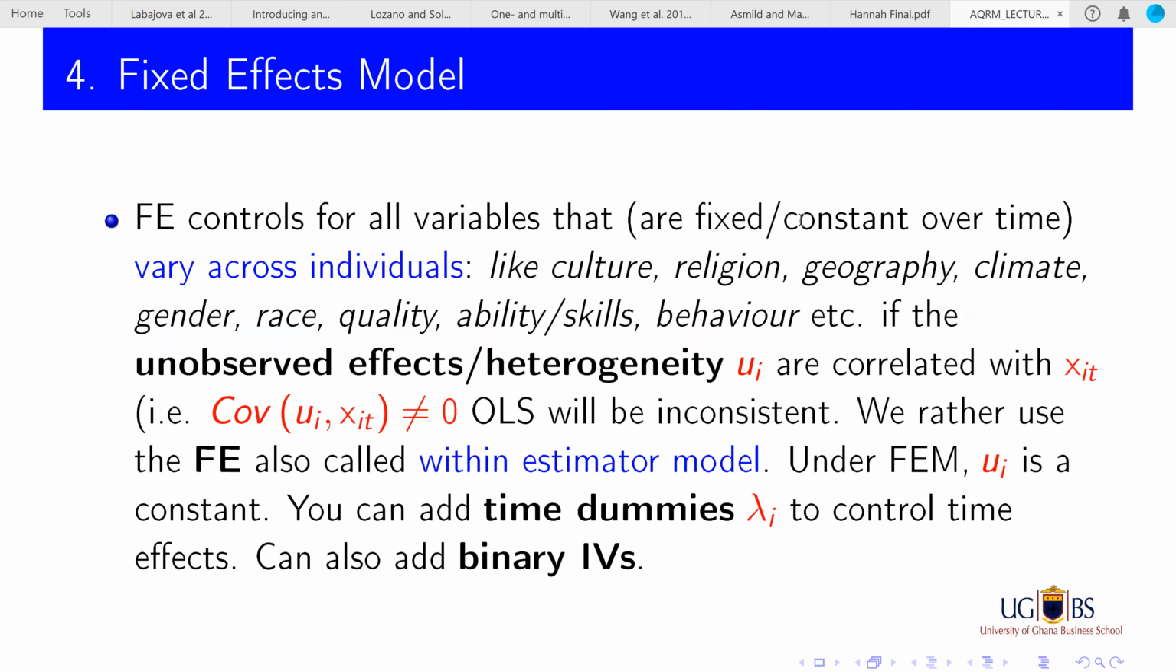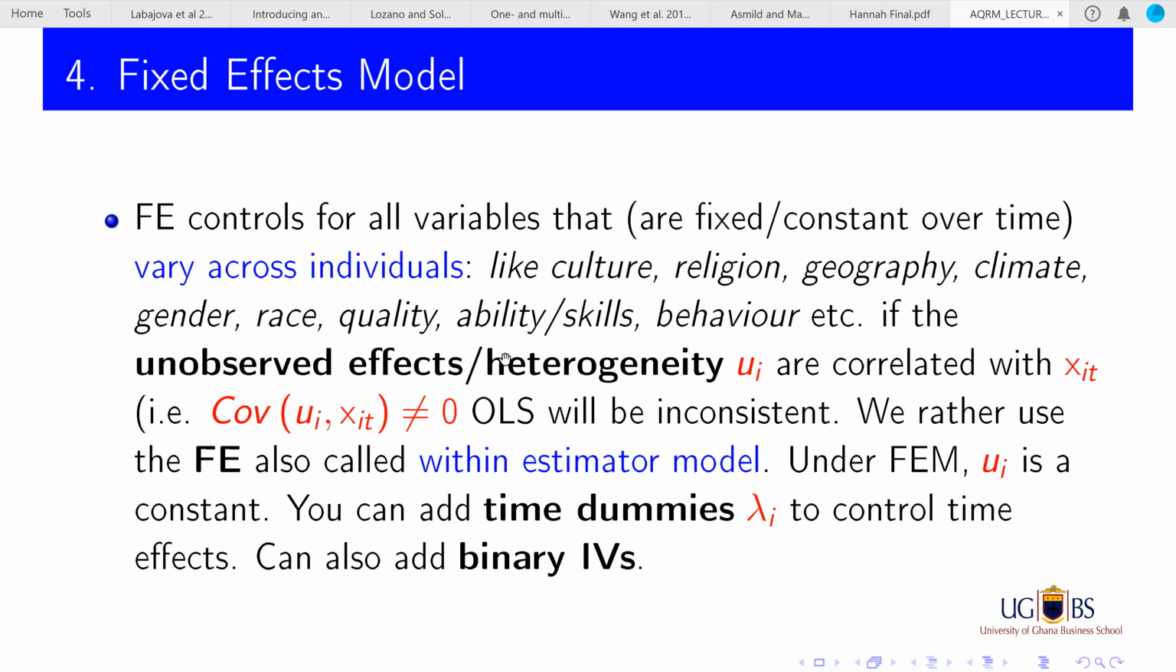What are variables that are fixed over time? Culture. Sometimes you want to incorporate the cultural element into the data. Religion is fixed over time. And usually when we speak of over time, we are talking about over a 1 year period. Geography, climate, gender, race, quality, ability, skills, behavior. These variables are usually fixed over a time period of 1 year.